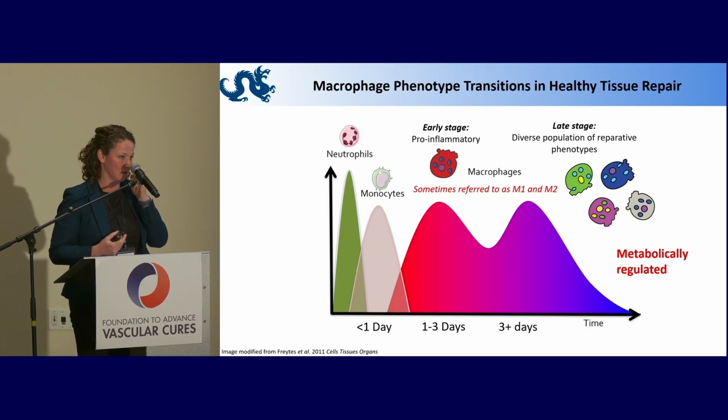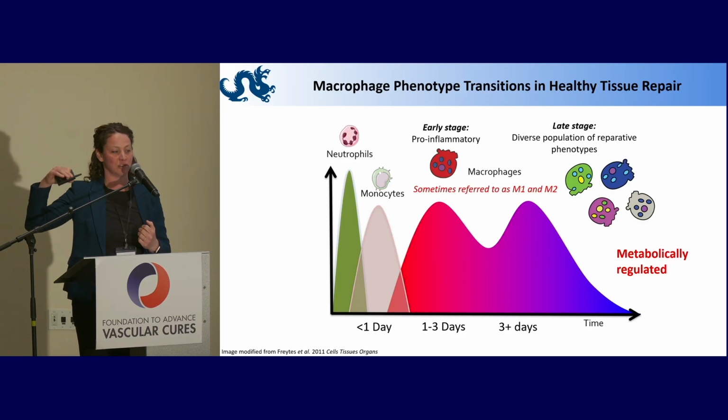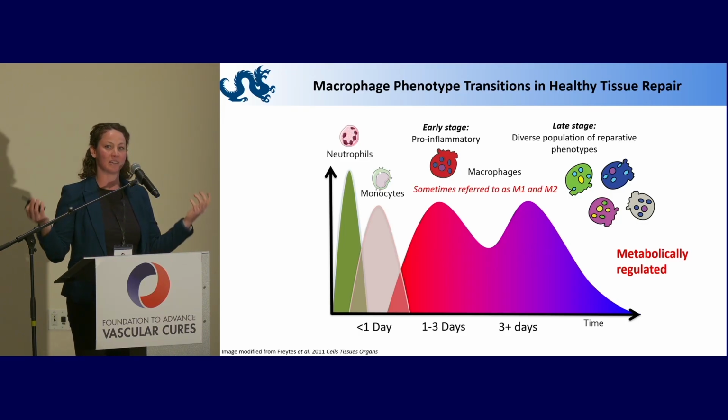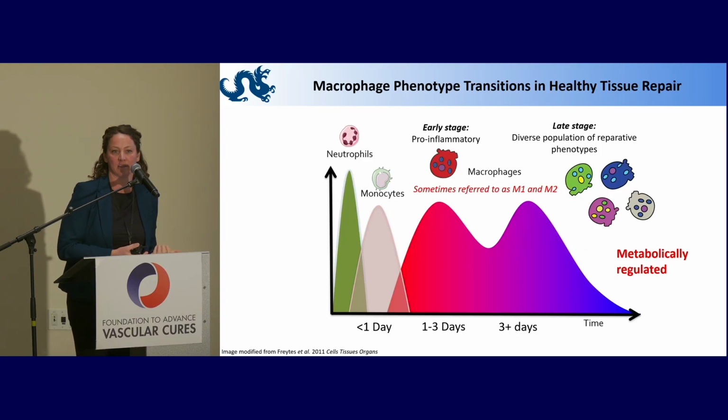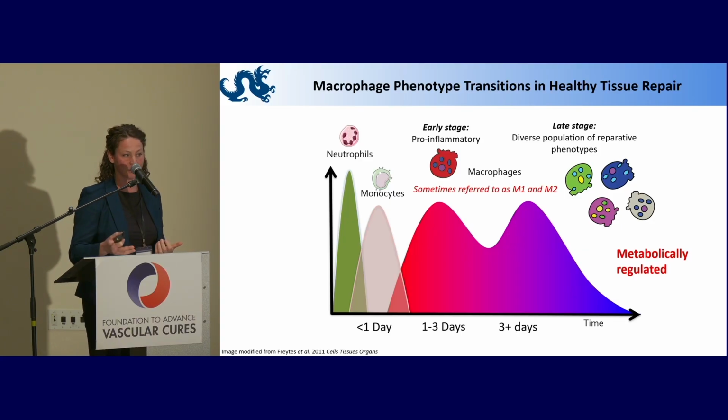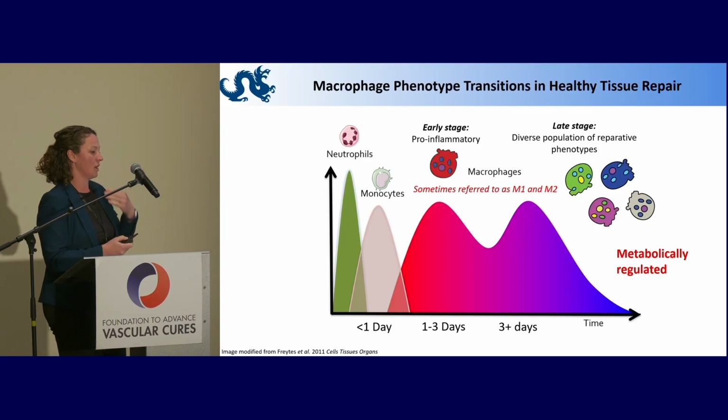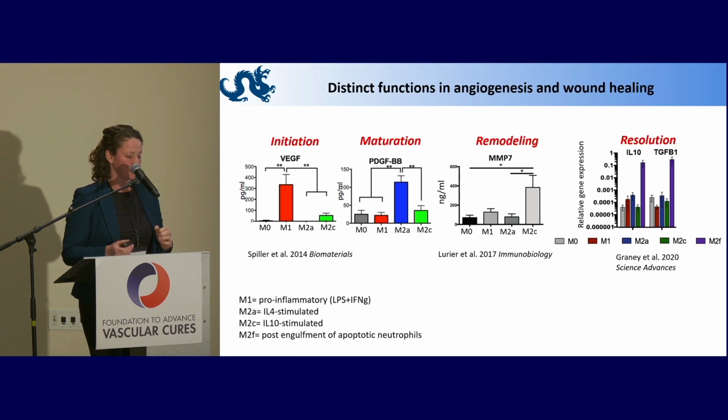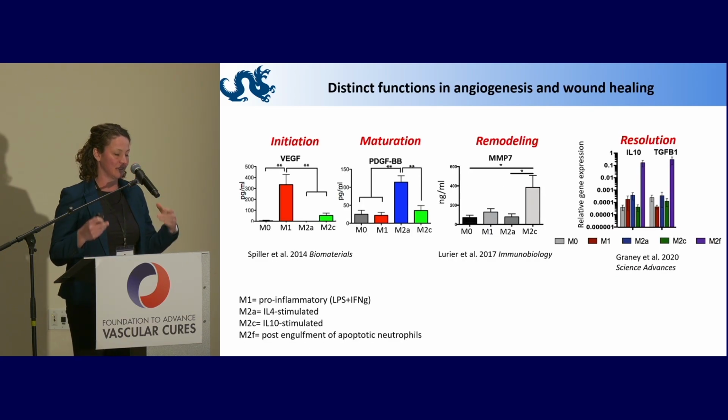And then I'm not going to talk about the metabolism, but it is now known from Dr. Gallagher's research and many other leaders that these phenotypes are metabolically regulated upstream of a lot of other signals. And so in metabolic syndromes, of course, you're going to have defective macrophage behavior, and that's going to lead to defective wound healing.